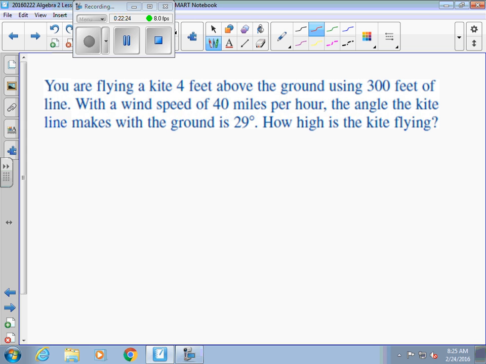Draw the triangle first, and then we'll solve it. What number are we not going to use? There are 4 numbers up here. We absolutely have to use 300 feet. 40 miles per hour is going to be an irrelevant number, because 40 miles per hour is making the 29-degree angle, but we already have the 29-degree angle.